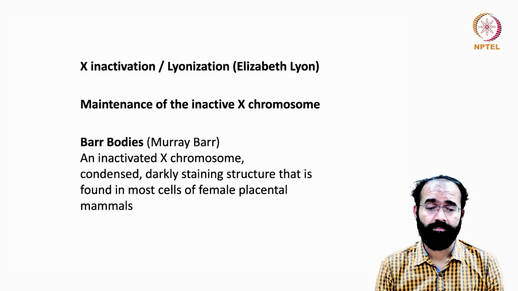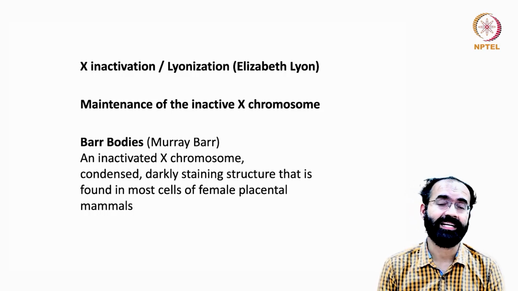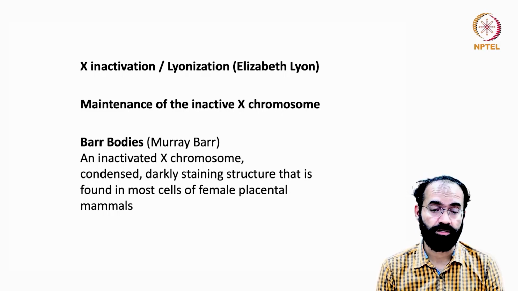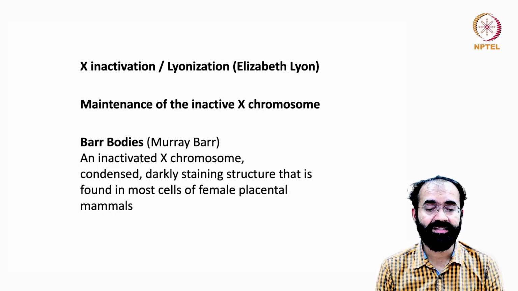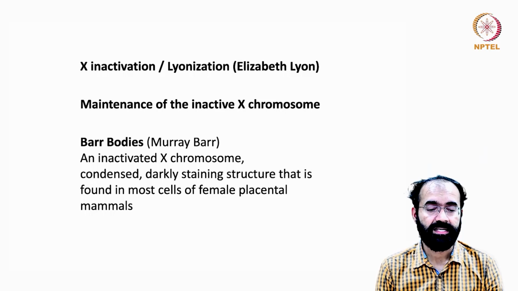So, they have another name, lionization, a mechanism named after Elizabeth Lyon, and they are often referred to as this inactive X chromosomes seen in female cells are referred to as Barr bodies, after the scientist Murray Barr who discovered it. An inactivated X chromosome is what is called a Barr body, and it is a condensed, darkly staining structure that is found in most cells of female placental mammals.